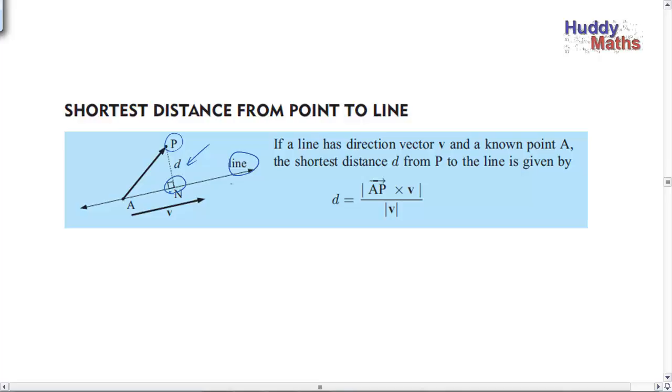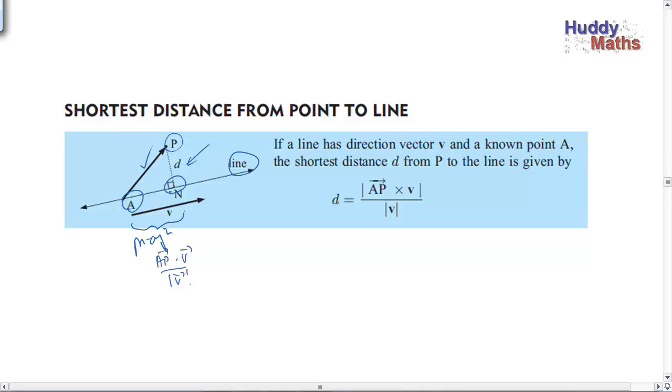Now, what are we going to do with this? Well, if we know a point on the line, let's construct a vector AP. Okay, now AP, we did this before, where we wanted to find this distance here. And that was the projection. Do you remember that? And that was this vector AP dot v divided by the length of v.